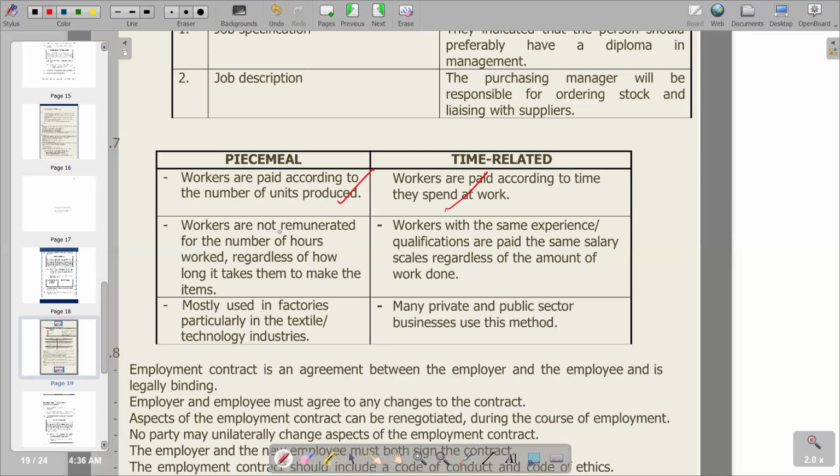Then on the second one, workers are not remunerated for the number of hours worked, regardless of how long it takes them to make the item. So this is just pointing out that it's based on the number of units produced. It's not based on the time that is spent.